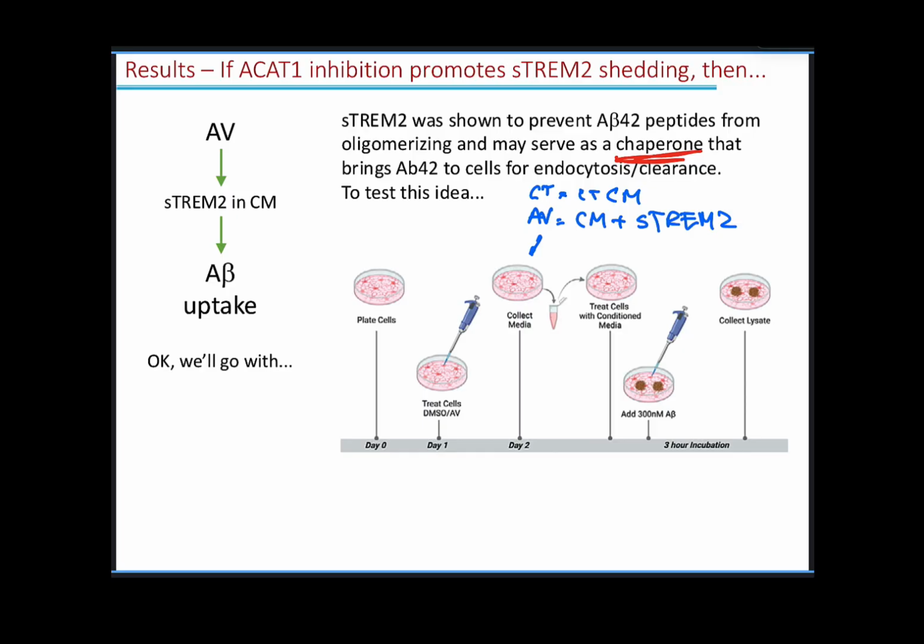So what this experiment was, in a way, testing is this idea, if the hypothesis is true that AV leads to a lot of soluble TREM2 in the conditioned media, and if it is true that that is what's causing the increased A beta uptake, then by simply taking conditioned media from AV treated cells and using it to bathe naive cells, we should see those cells being better at uptaking A beta now. Because what they need, S-TREM2, it's there already. So that's what they did.